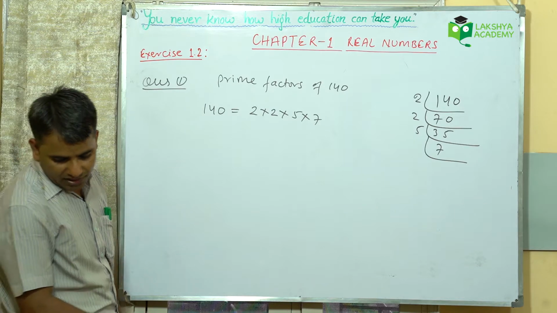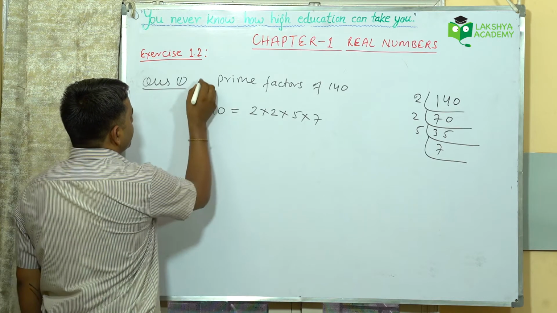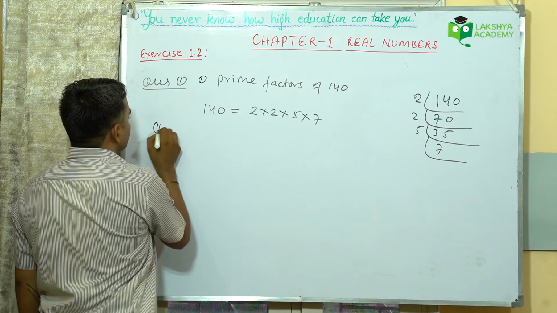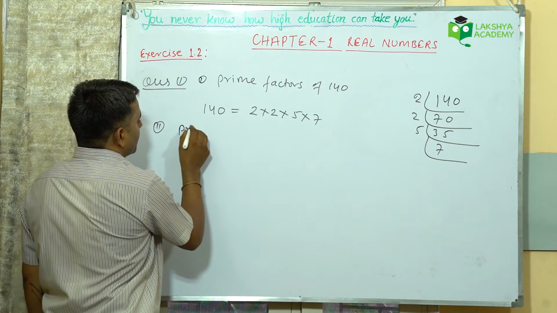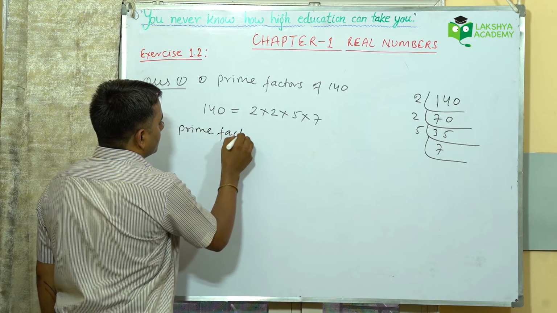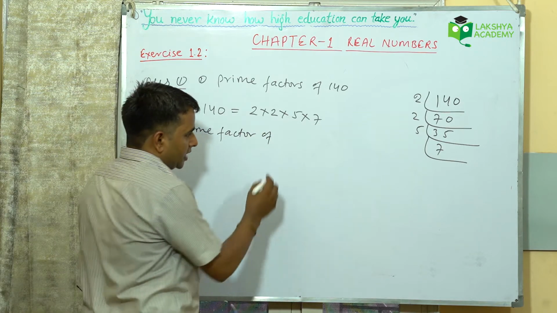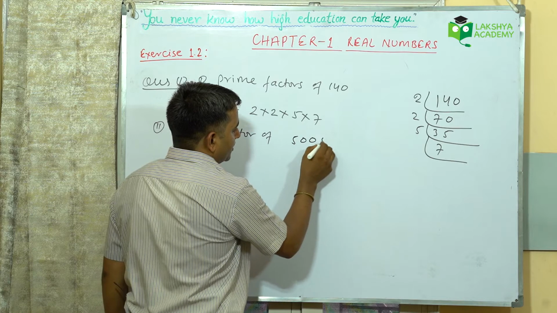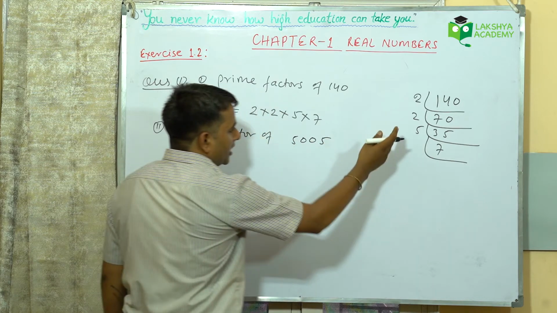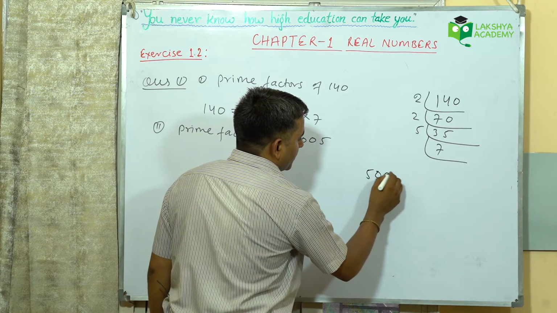Say for example, if we take another number, find the prime factors of, say, 5005. So again we will find it in the same way, write down 5005.